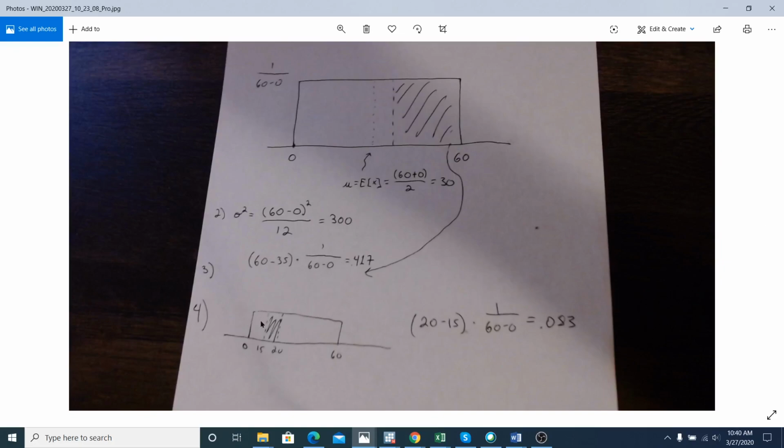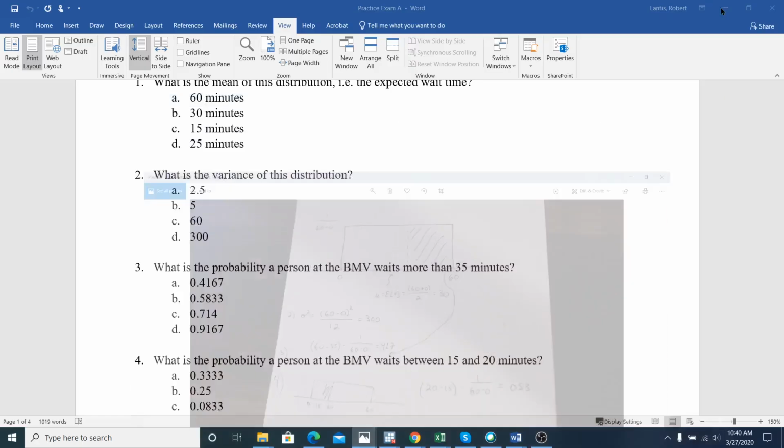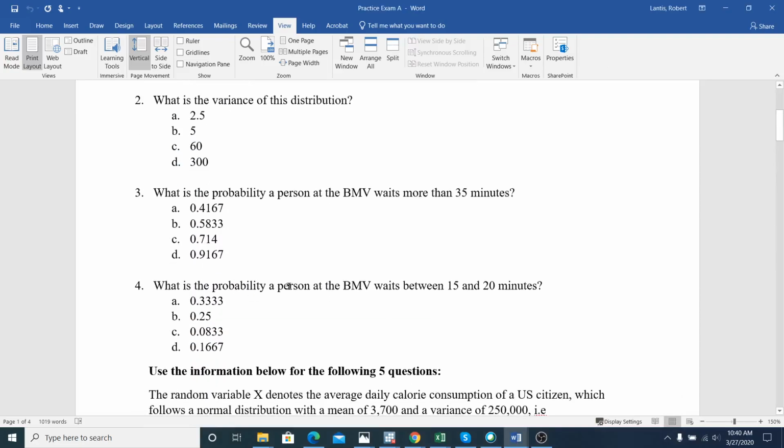Similar for 4, very similar kind of idea. It's just now I'm looking for the probability between 15 and 20. So my height is still the same, but now instead of going from 60 to 35, I'm just going from 20 to 15. So that was very similar, just a different range. And 5 times 1 over 60 should be 0.0833 there for 4. So those two we would solve very similarly.